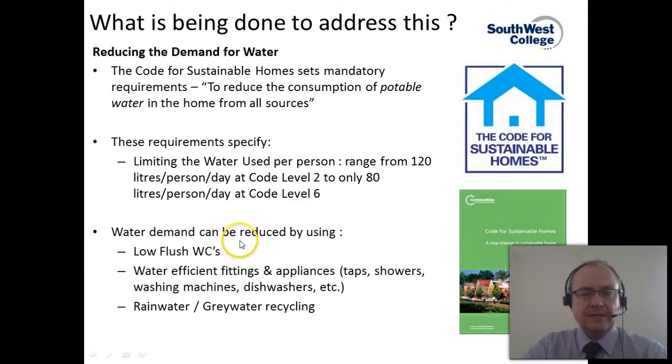And water demand within a domestic property can be reduced in a number of ways. One such way would be to use low flush WCs, also to include water efficient fittings and appliances such as taps, showers, washing machines, dishwashers, etc. And then rainwater and grey water recycling are another way in which the demand on the water can be reduced.